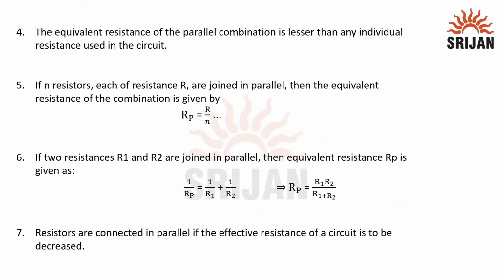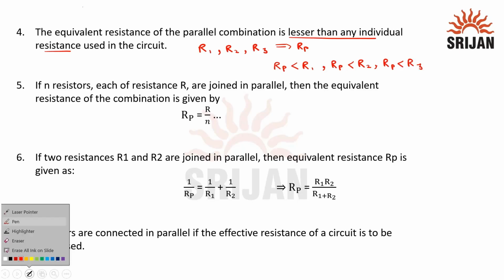Now the fourth point is important. The equivalent resistance of the parallel combination is lesser than any individual resistance used in the circuit. So let us suppose there are three resistances R1, R2 and R3 joined in parallel. So the equivalent resistance of this combination, let us suppose, is Rp. So Rp will be less than R1 and it will also be less than R2 as well as R3. This point says this.